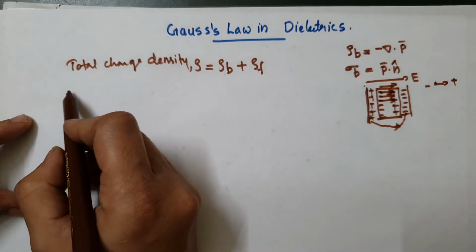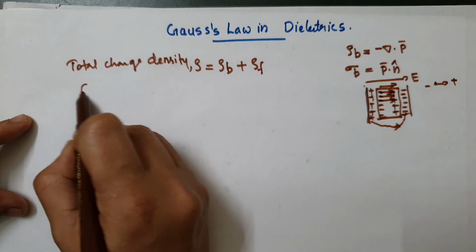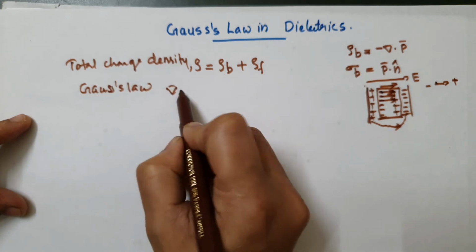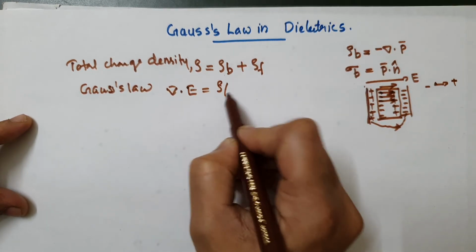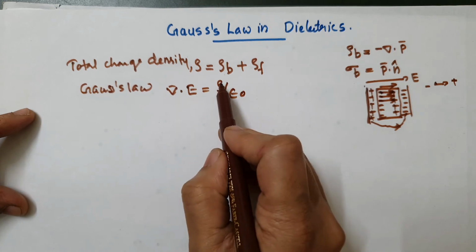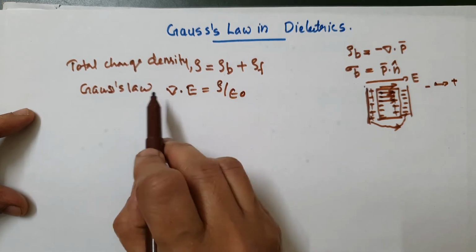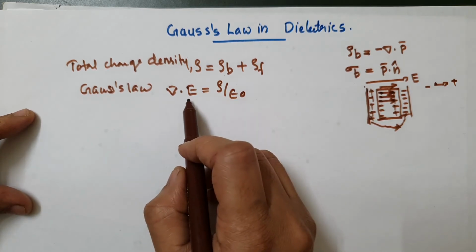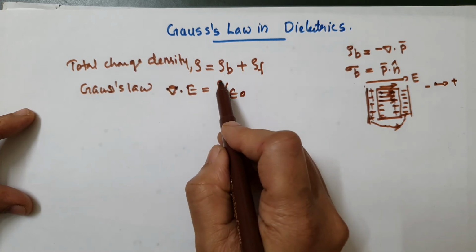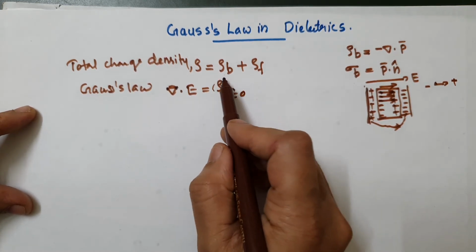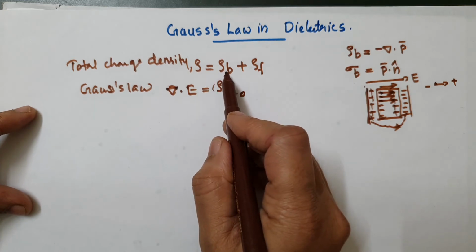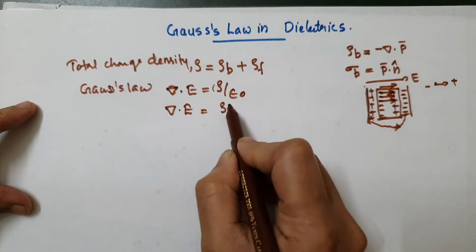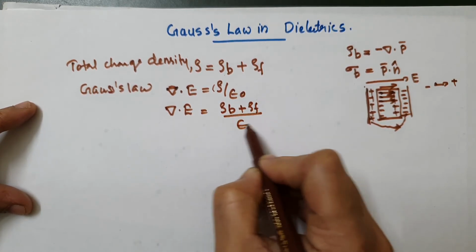And we know the Gauss's law in electrostatics, that is, del dot E is equal to rho by epsilon 0, where rho is the charge density. According to Gauss's law in electrostatics, whenever there is a charge there is an electric field associated with it. Here this charge density rho can be expressed in terms of the free charge density and bound charge density. That is, del dot E is equal to rho B plus rho F divided by epsilon 0.